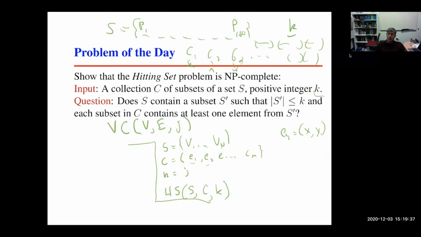Professor, could you clarify what C is again? C is the collection. So in hitting set, if we're going to make the analogy to the class, S is the students, C is the groups, and K is my bound. In hitting set, I want to know, find me a set of K students from S, such that every one of the groups that you guys think you have formed has at least 1 representative, okay?